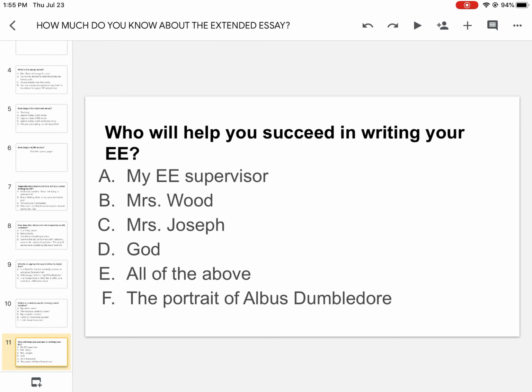This might sound like a lot, but let's talk about all the people that are here to help you succeed in writing your extended essay. You're going to have an extended essay supervisor. That is another adult in the school that has some level of expertise or interest in your subject area and is going to be able to help you out with the specifics of your subject.